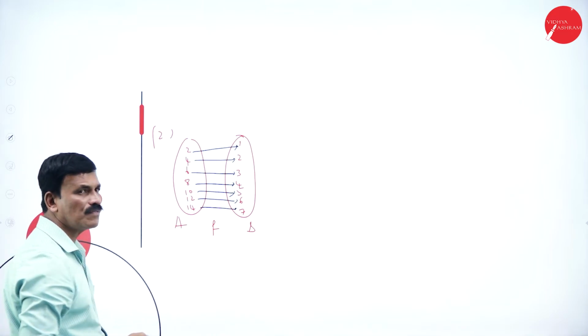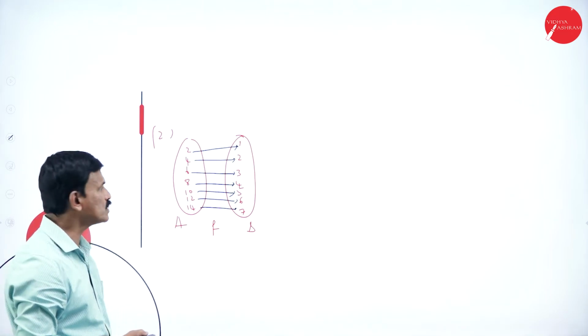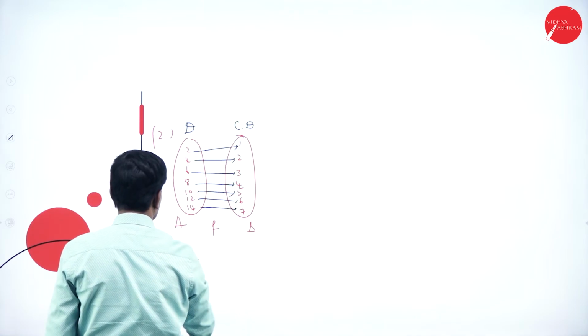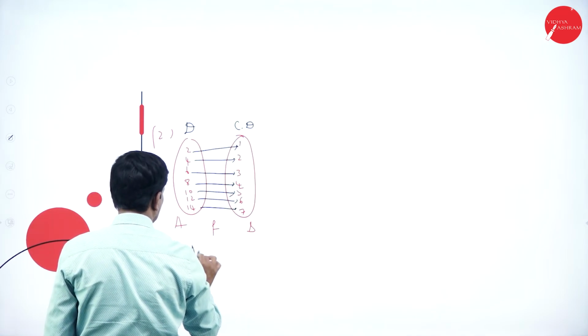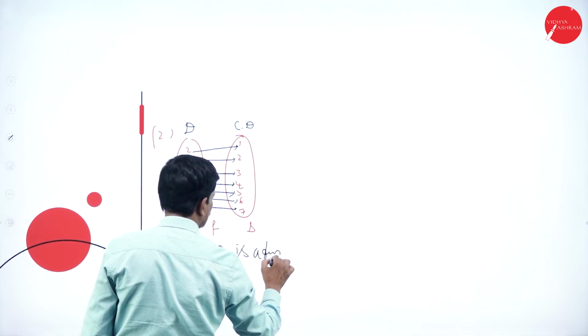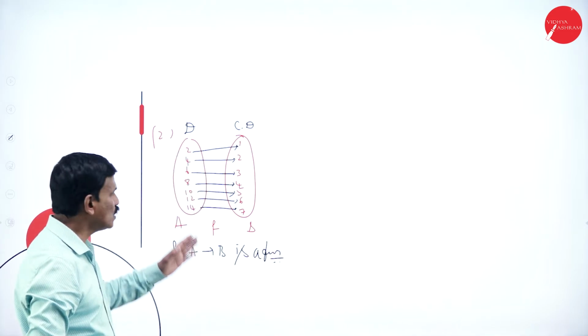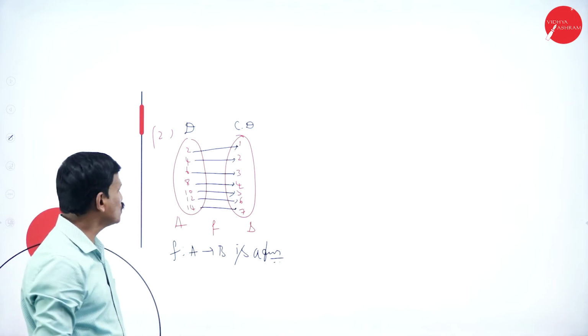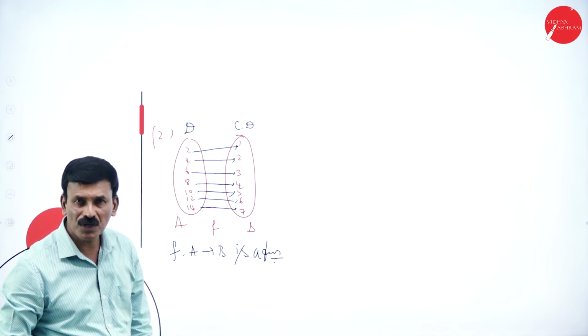See whether this is a function or not. Definitely all the elements of the domain are used uniquely with the codomain. So therefore f from A to B is definitely a function. All the elements of A are used uniquely with the elements of set B. So therefore it is a function.